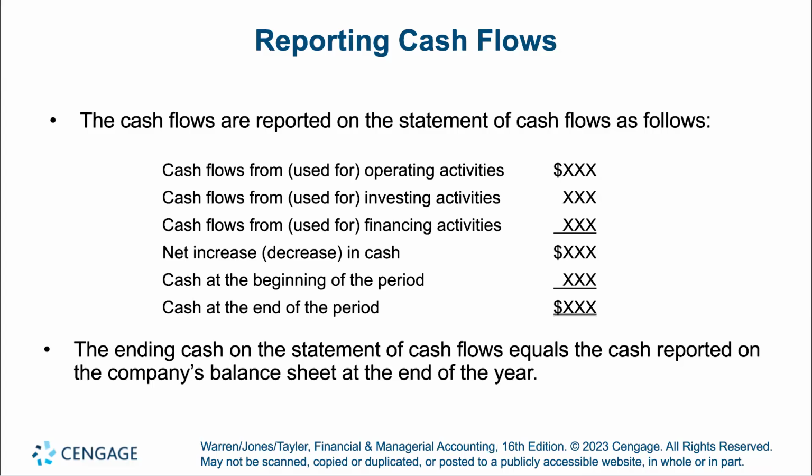So generally, this is the format for a statement of cash flows. We break it down into three sections. We have cash flows from operating activities, cash flows from investing activities, and cash flows from financing activities. And then we add those all up, and that gives us the net increase or decrease in cash. And then you put the cash at the beginning of the period plus the cash increase or decrease, which will give you the cash at the end of the period, and they should match up.